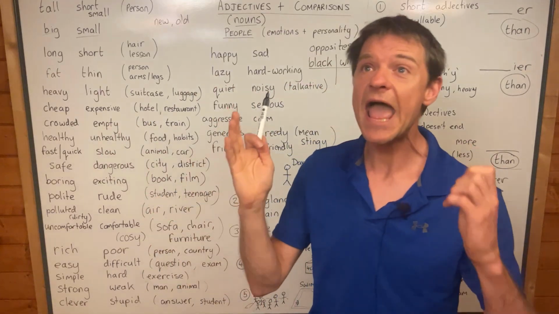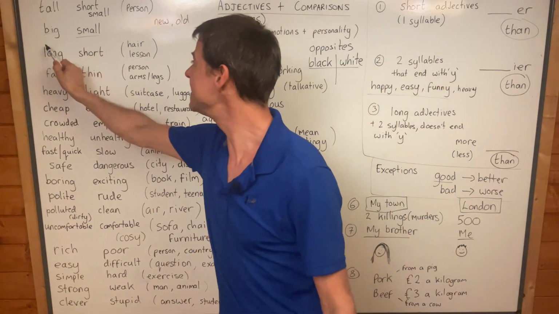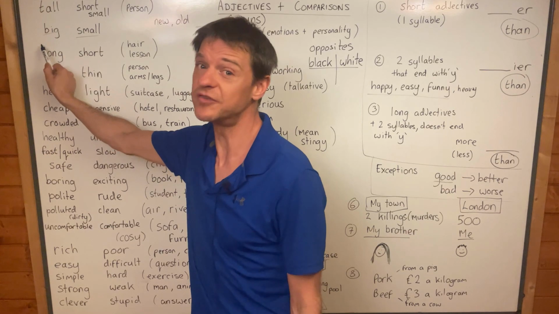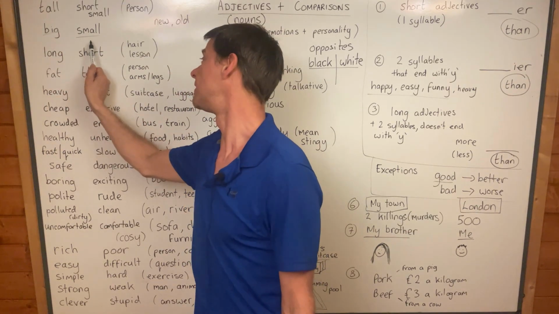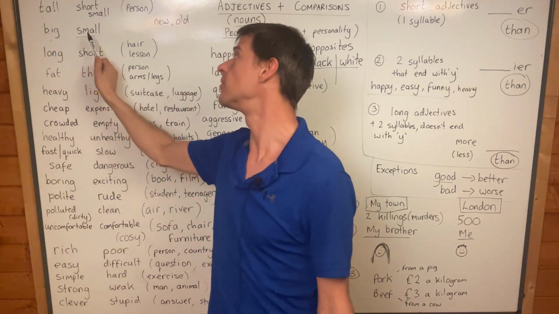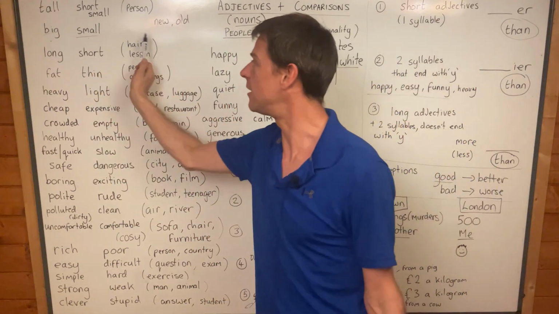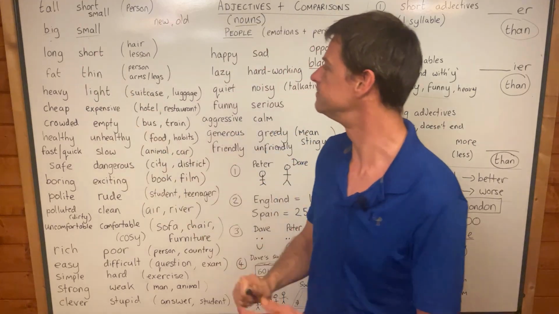I think everybody knows big, small. A big house, a small house. A big car, a small car. A big hotel, a small hotel. Lots of nouns work with big, small.